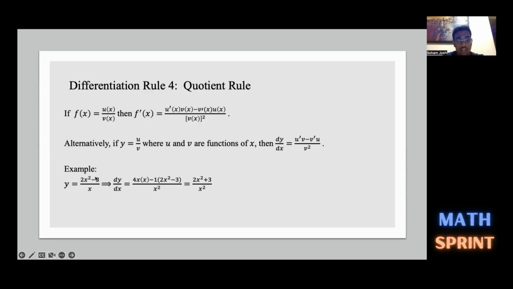So if we do differentiation on the numerator and denominator, the u dash of x will be equal to 4x and v dash of x will be equal to 1, as per differentiation rule number 1. So if we just use this formula and plug in all of the values for u dash of x, v of x, v dash of x, and u of x, we'll eventually simplify it. We'll get dy by dx is equal to 2x squared plus 3, the whole thing divided by x squared.